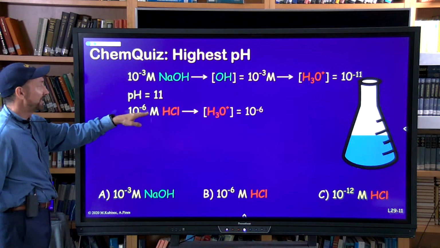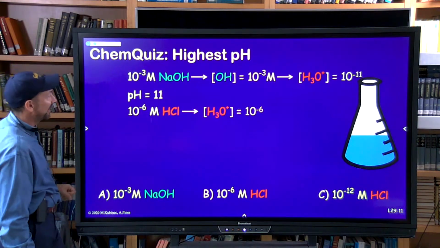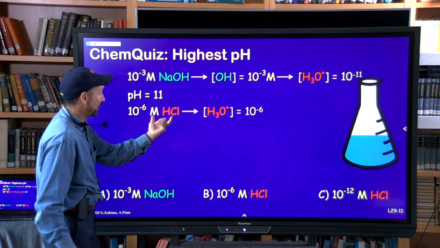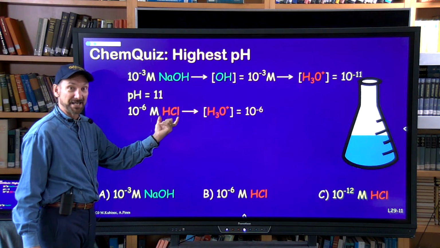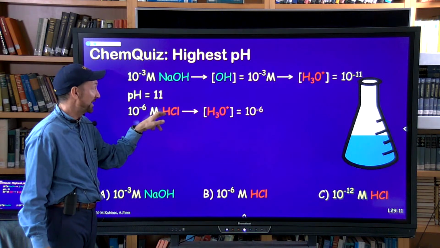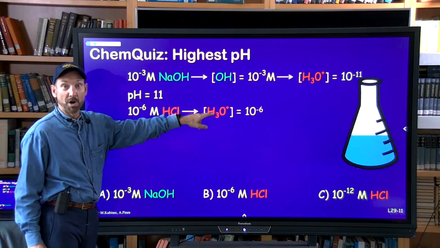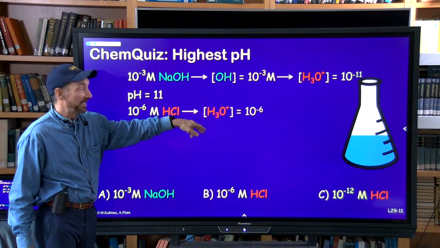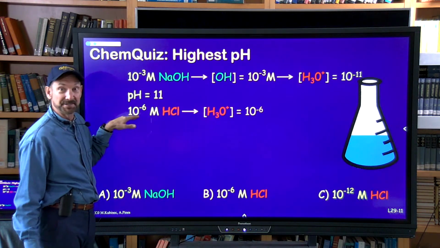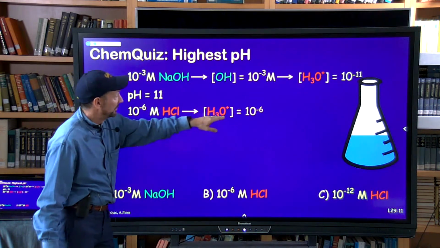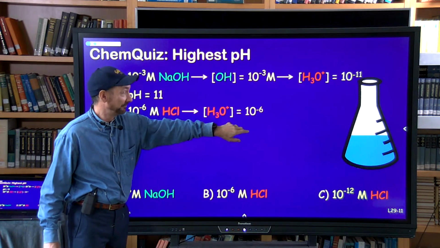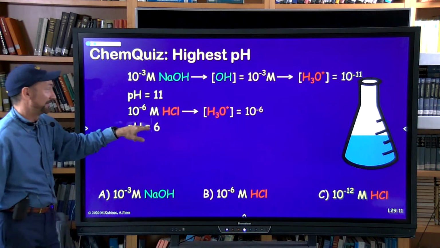What about 10 to the minus 6 HCl? This totally dissociates into H pluses and Cl minuses. And the same thing happens. That H plus ends up on a water, and you have H₃O plus at 10 to the minus 6 concentration. So the pH of that, easy, 6.